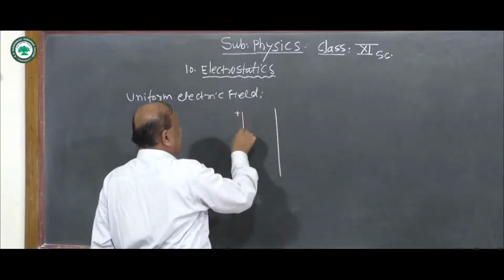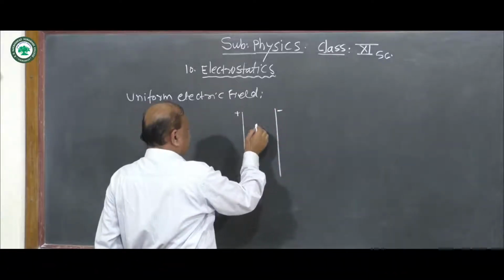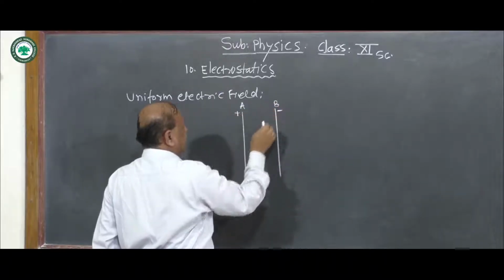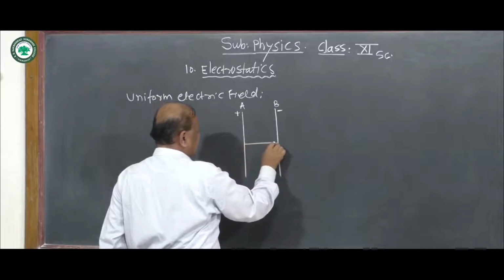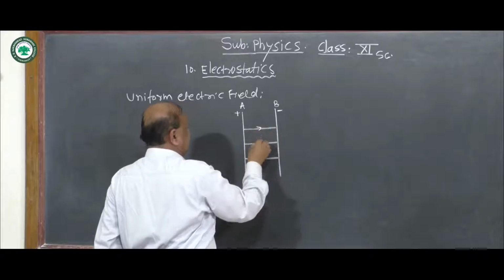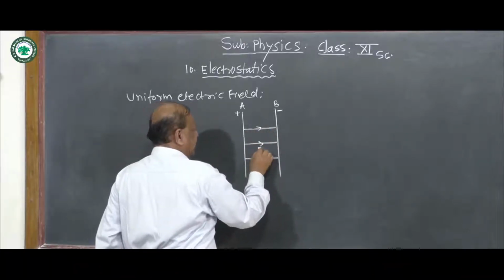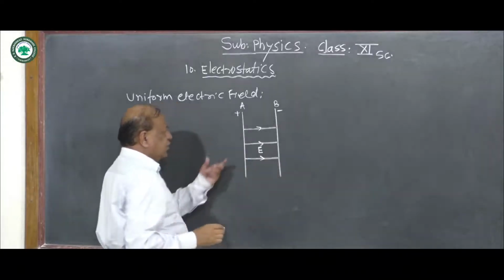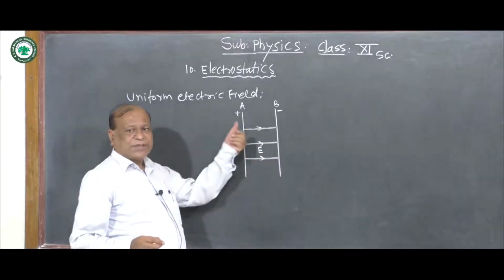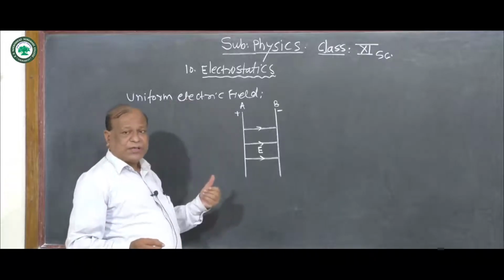Now here these parallel plates are charged, and the electric field will be directed from A to B, which indicates the direction of electric field E here. Here the magnitude and direction both are the same, so that electric field is called a uniform electric field.